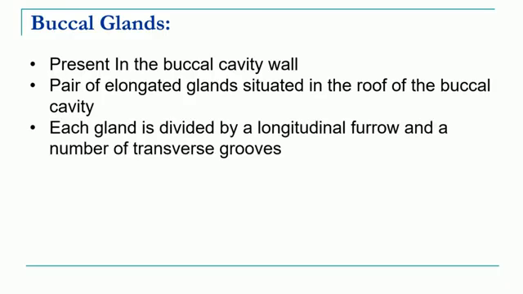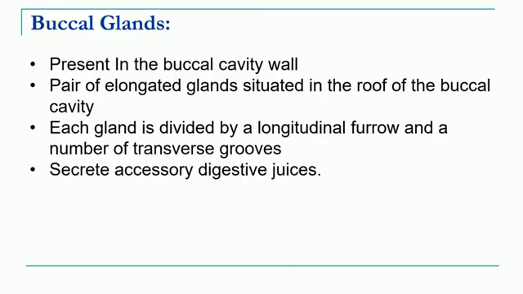Each gland, out of this paired gland, is divided by a longitudinal furrow or depression and a number of transverse grooves. So by furrows and grooves it is further subdivided, and they are said to secrete accessory digestive juices. Certain digestive juices which are essential in the process of digestion are secreted by these buccal glands. So you should remember this.